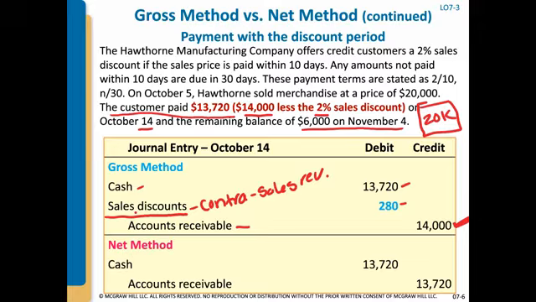Under the net method, because when we made the sale for $20,000, we recorded it at the net amount of 2%, our accounts receivable is already discounted at the 2%. So we're just going to credit the accounts receivable that we have at $13,720, and we still receive cash for $13,720.